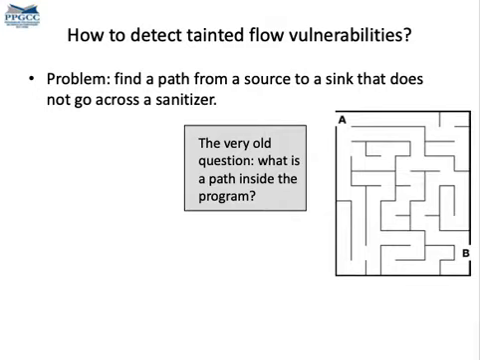To recap, we need to find a path within the program from a source of information that an adversary can control until a sensitive site that uses this information. And this path must not go across any sanitizer. But what is actually a path within a program?